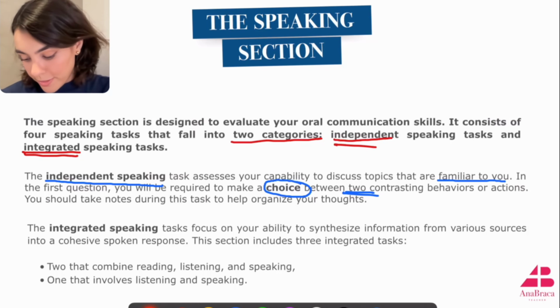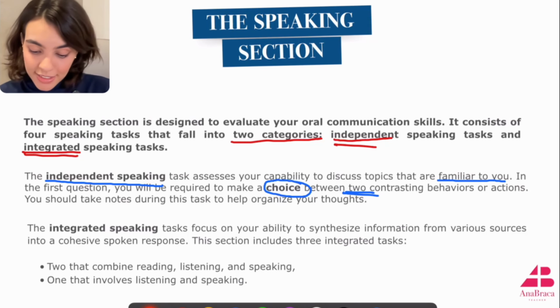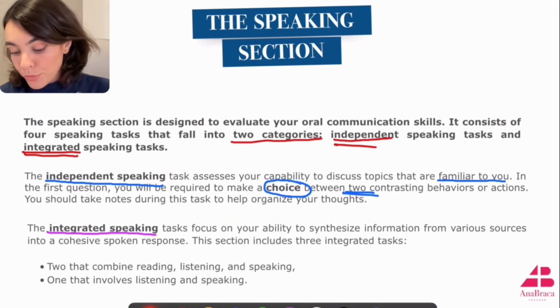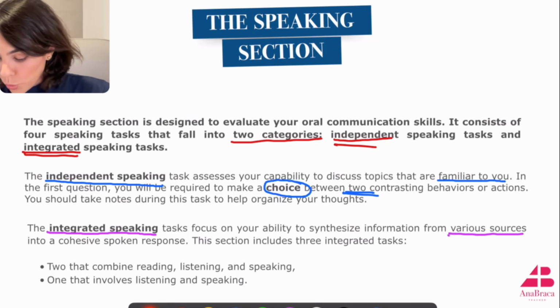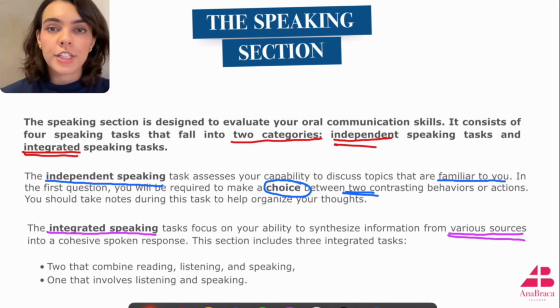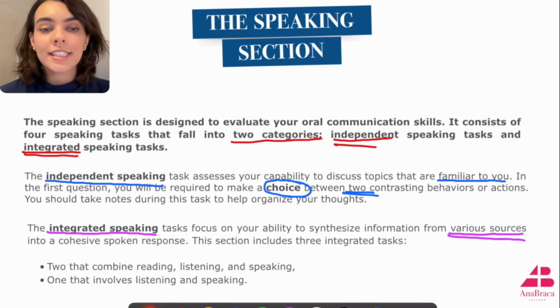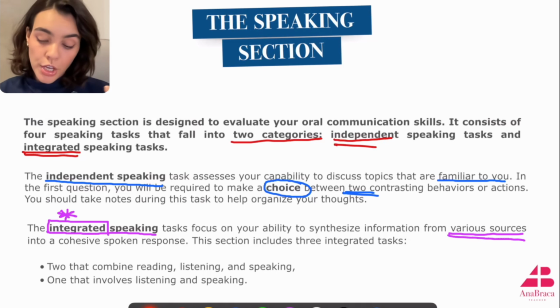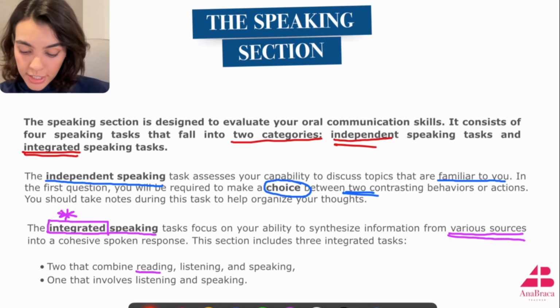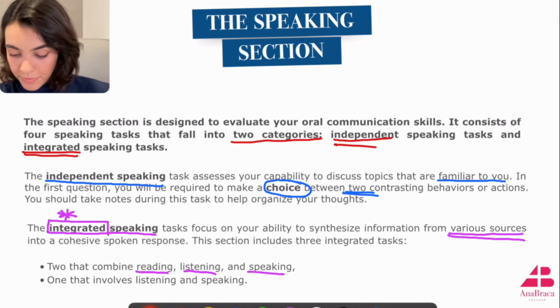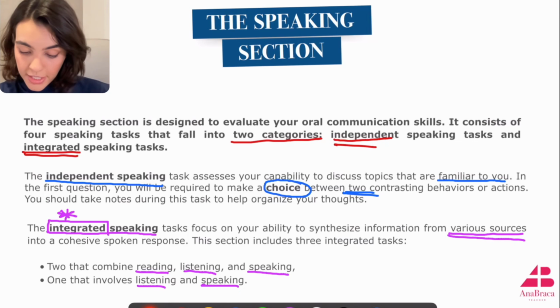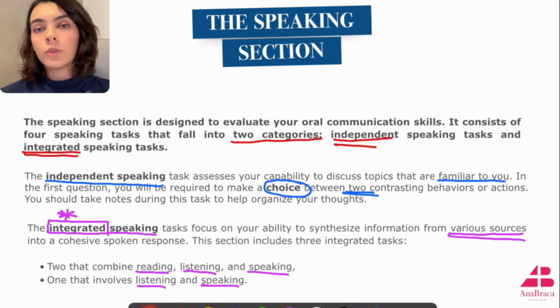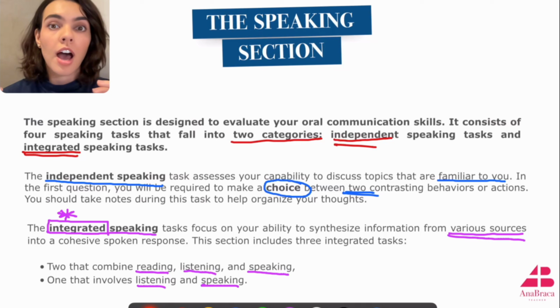And the second one is the integrated speaking that will focus on your ability to synthesize information from various sources. And your response has to be very well organized. Why is it called integrated? It is called integrated because it's integrating more than one skill. So it is integrated reading, listening, and speaking. All right. Moving on, we will talk about each type of question and how to go about it.